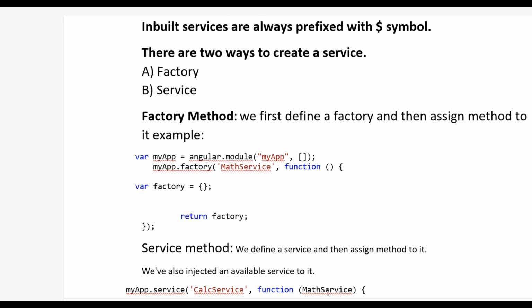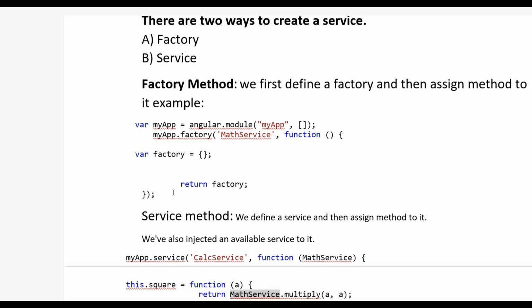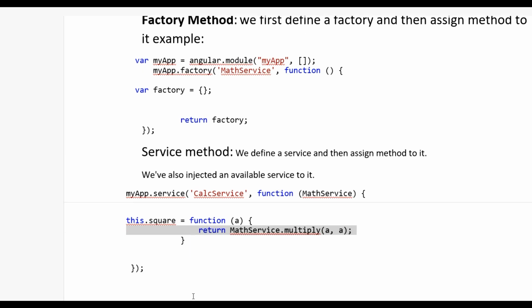meaning the one already defined here, and there is multiply, and a by a, comma a. Okay, let us understand this in our practical example.